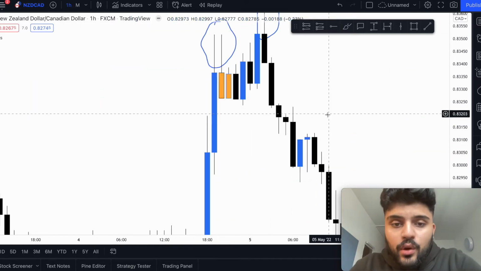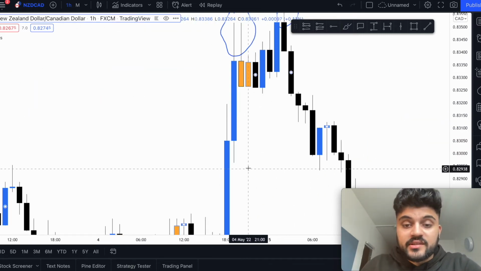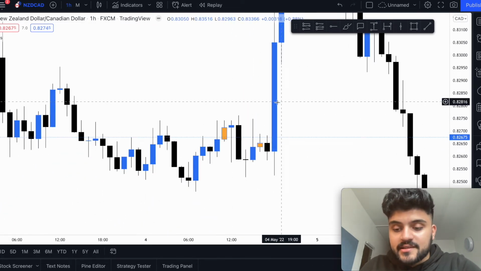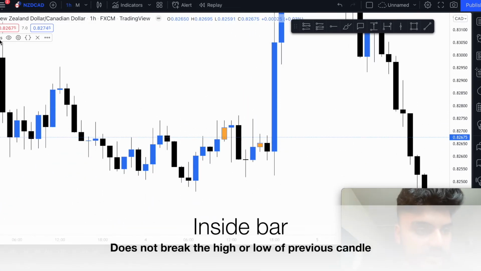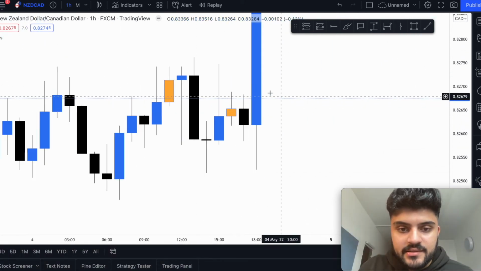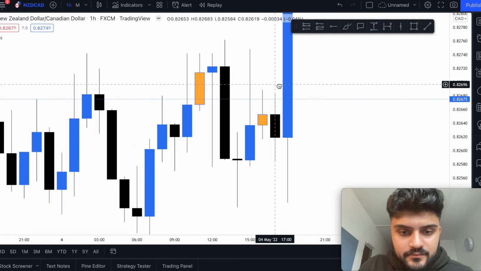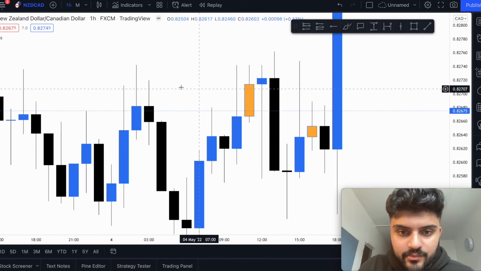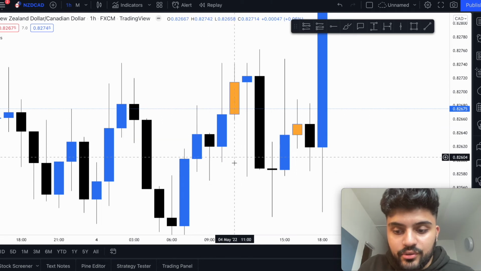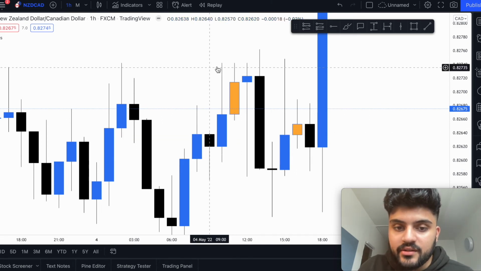Okay, I'm just going to go through one more candlestick, which is an inside bar. You're wondering, what are these orange things? It's an inside bar, guys. There's a clear indicator here. You can get it for free. What these inside bars are telling us is that these orange candles didn't break the previous candle's low, and they didn't break the previous candle's high.